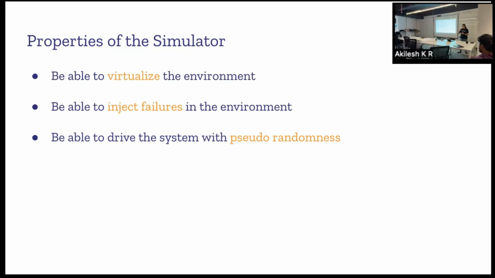So again, it ties back to the first one, because if we run it in a real environment, we have no control over what will fail. So we need to be able to virtualize it and inject failures at a given rate, and do that in a pseudo random fashion. It cannot be completely random, because if it is completely random, things are not in our control. So it needs to be a pseudo random system.